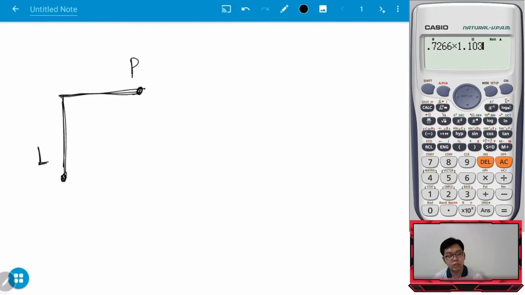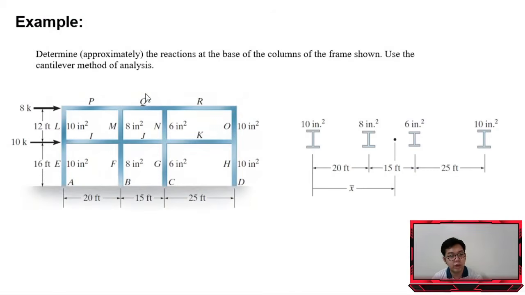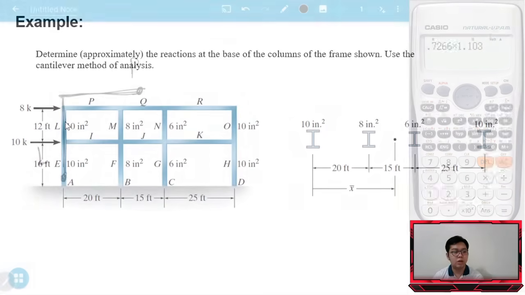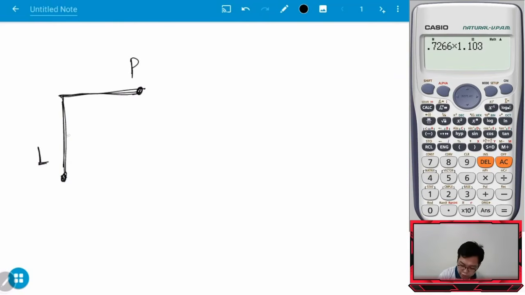Okay, so check natin dito. Yung L natin is actually 6, and then sa kabila, 20 man yan, so 10. Okay, so this will be 6 feet, and dito, this is actually 10 feet. And then huwag natin kalimutan yung 8 kips. Yan, 8 kips. Okay?